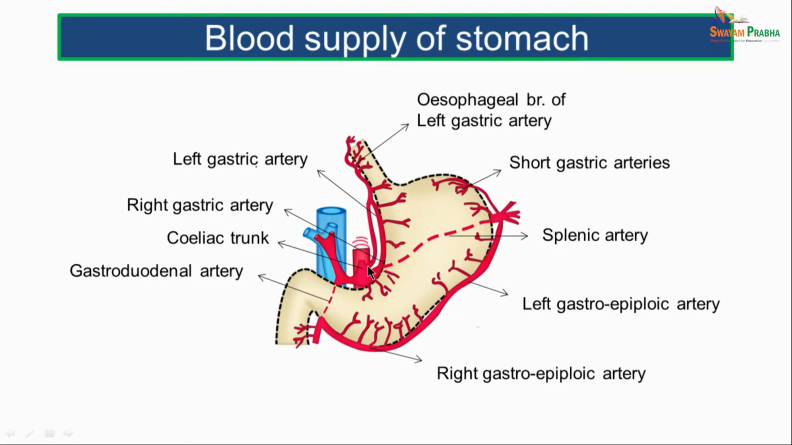The left gastric artery travels upwards up to the cardiac end of the stomach, turns on itself and comes down along the lesser curvature. The point where it bends to turn down, it gives out a few esophageal branches which ascend up and supply blood to the lower part of the esophagus.